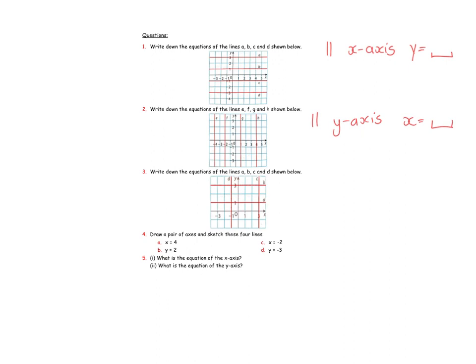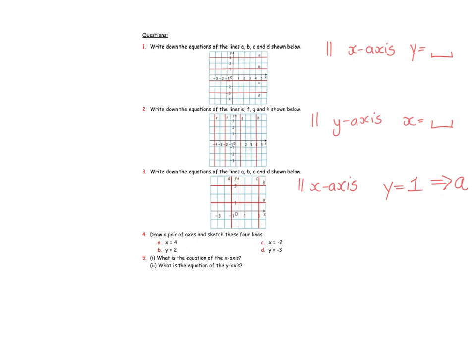Question 3 then is a mixture of both question 1 and question 2 together. I might do one of them so that you can be able to do question 1 and 2. So here we're looking for A. A is parallel to the x-axis, and it crosses the y-axis at y equal to 1. So the equation of the line A is y equals 1.